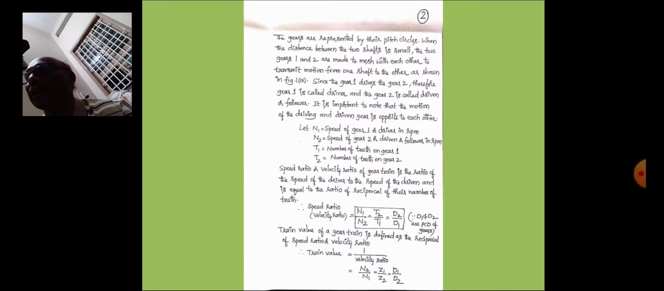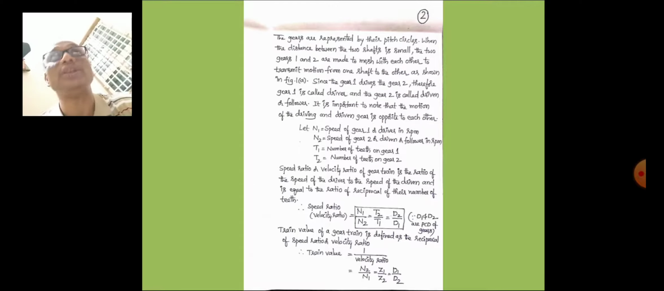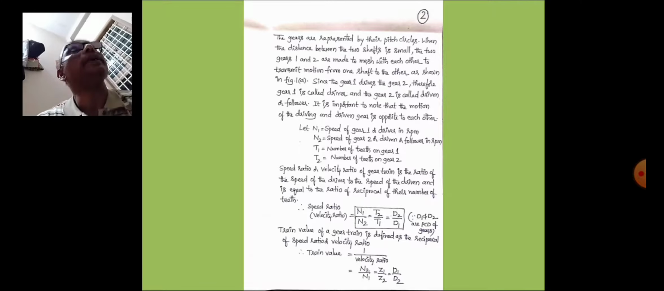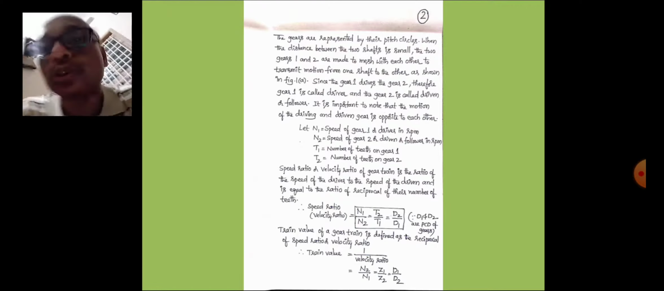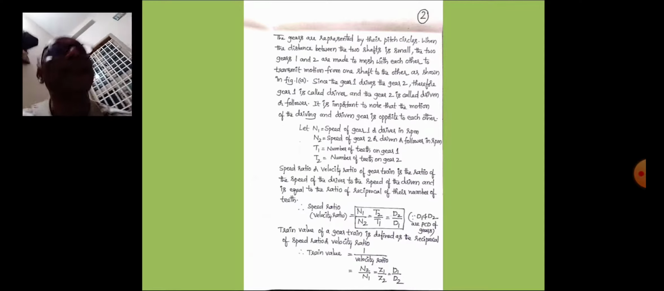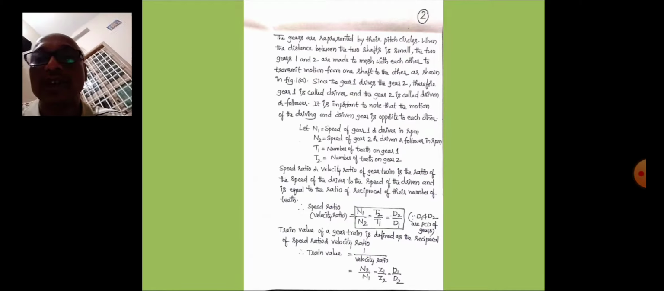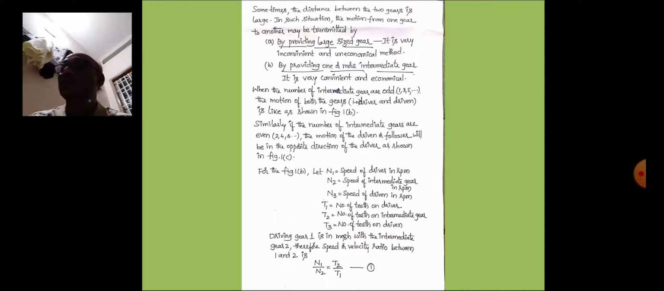Like that, two things I can calculate for a gear train. If I want the velocity ratio, it is the ratio of the speed of the driver to the speed of the driven. That is equal to N1 by N2, which is equal to the reciprocal of the number of teeth, that is T2 by T1, which is equal to, in terms of pitch circle diameter, D2 by D1. Similarly, the second thing I can calculate is the train value. The train value is the reciprocal of the speed ratio. Therefore, train value is equal to 1 upon velocity ratio, that is 1 upon N1 by N2. So it will be N2 by N1, which is equal to T1 by T2, I am sorry, not Z1 by Z2, it is T1 by T2, that is equal to D1 by D2. Like that, two things can be calculated.